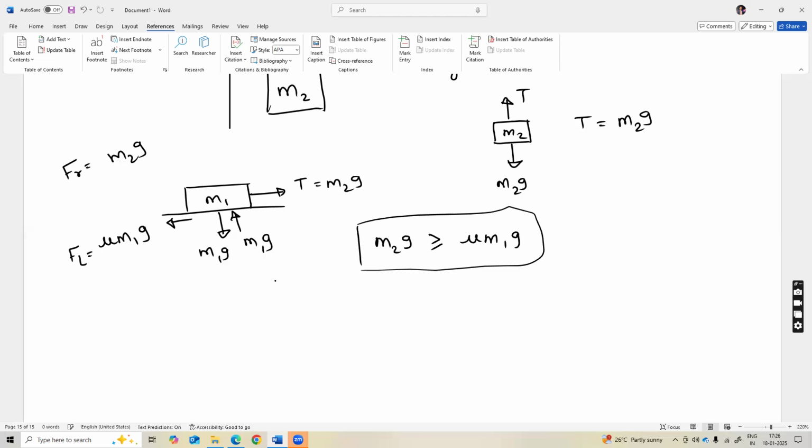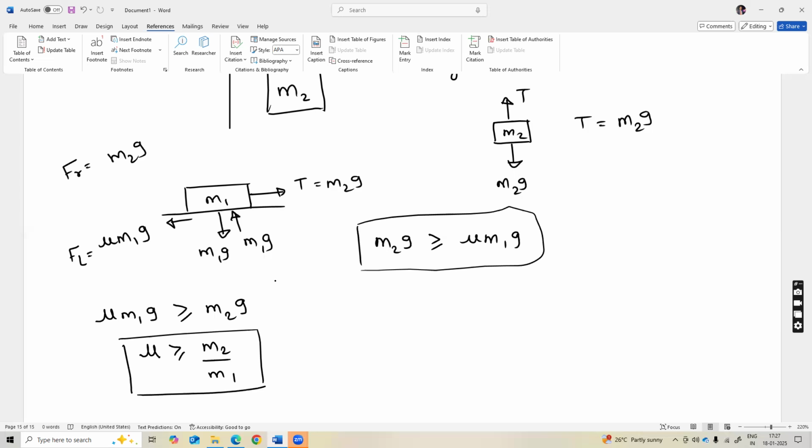But if you see it from the other end, the value of limiting friction is here mu M1G. Until it is greater than or equal to M2G, this block will not move. So until mu is greater than M2 upon M1, this block will not move. And as soon as mu becomes lesser than this M2 by M1, this block will start moving.